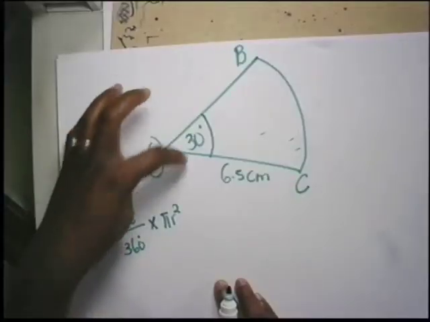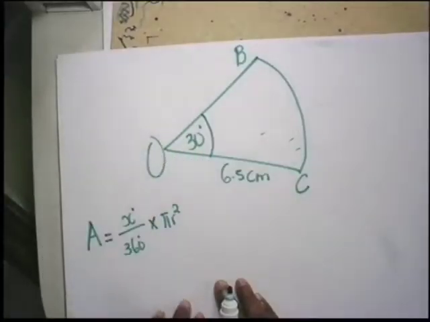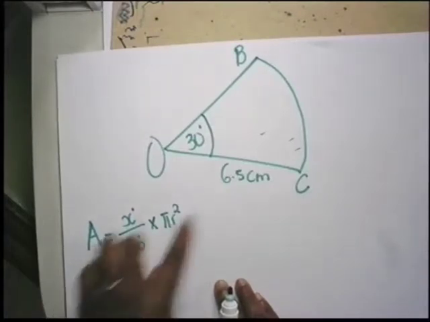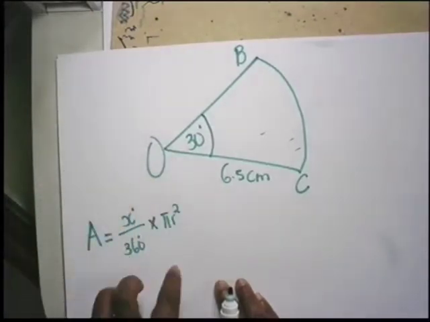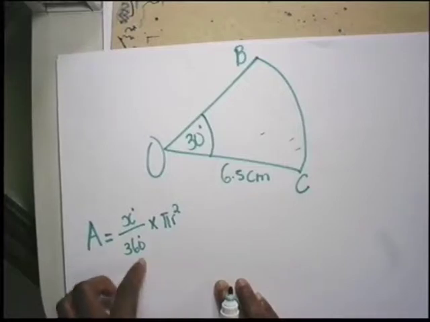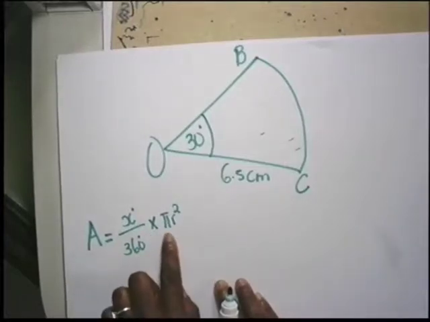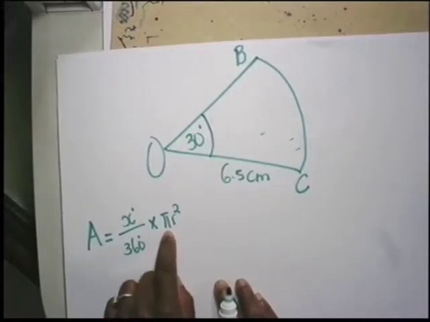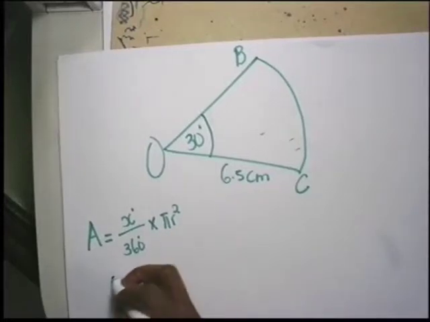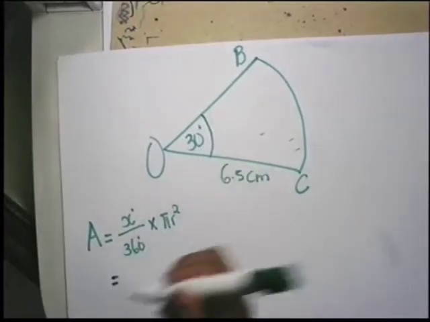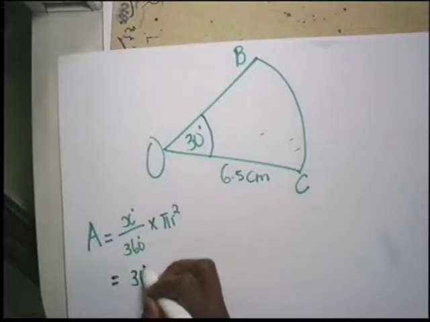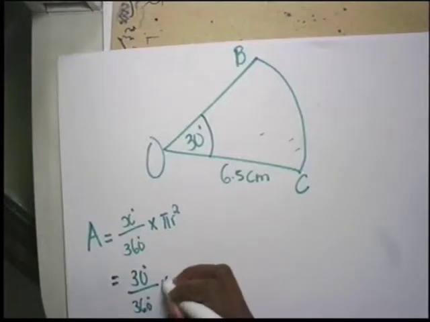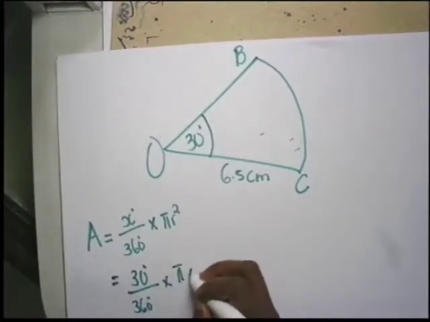X representing the angle that is given in that sector over the total angles in a circle. Remember, this is a sector of a circle, 360 degrees, and then you multiply it with pi r squared. If the pi is not given, just use the pi as it is on your calculator. Now let us substitute. X, the angle given here, is 30 degrees over 360 degrees times pi times the radius.